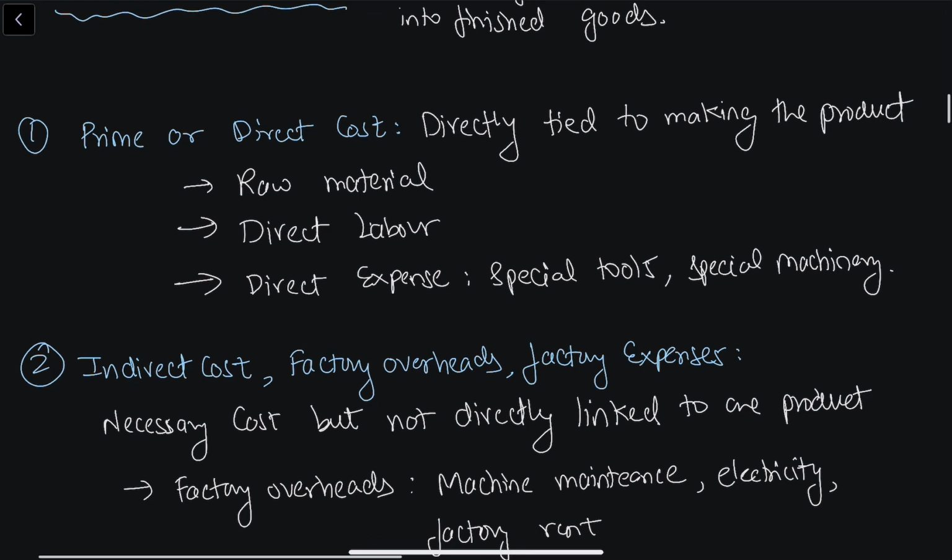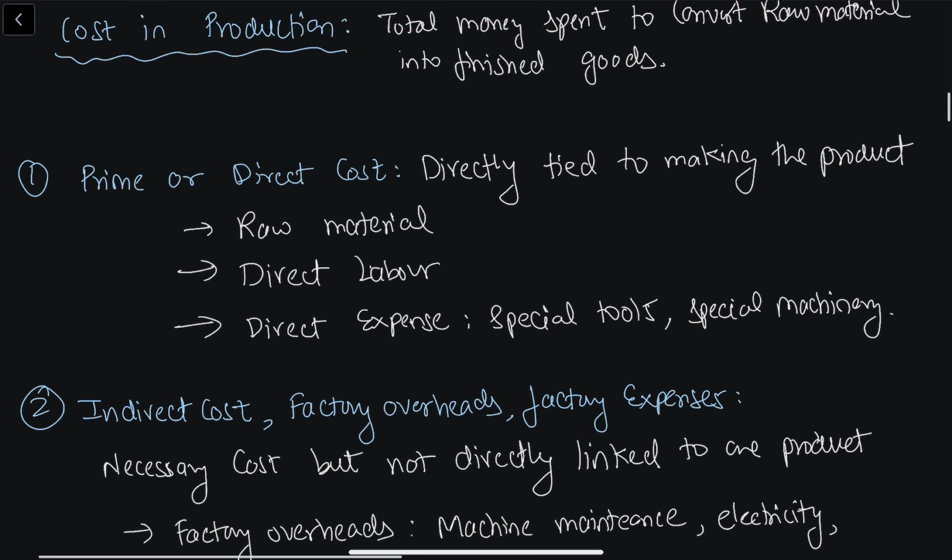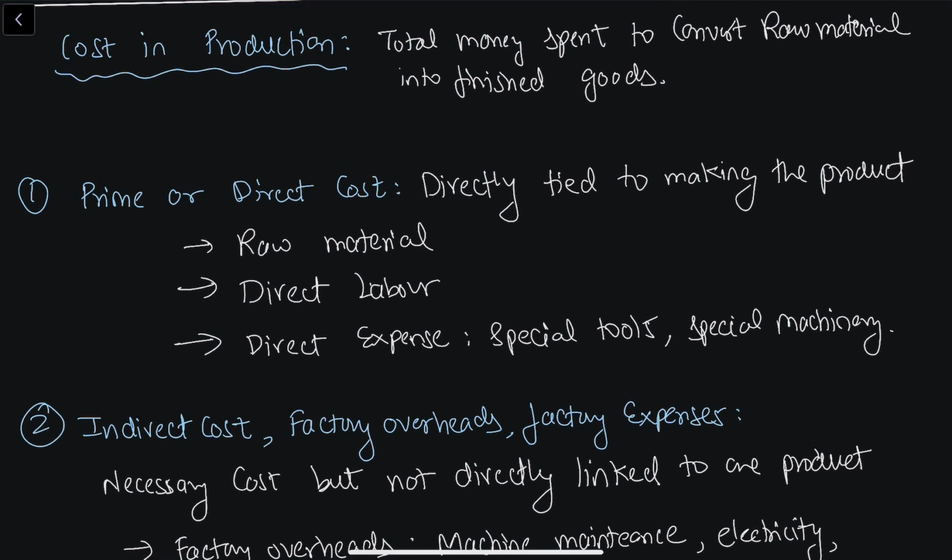Now, what are the costs involved? One is the direct cost. Direct cost is nothing but what is directly tied to making the product. For example, if I'm building an engine, all the metals used are the raw material. The labor assembling the engine, their cost and expenses, and the machines we are using are also direct costs. As your production goes up, your direct cost also increases. That is the direct cost.